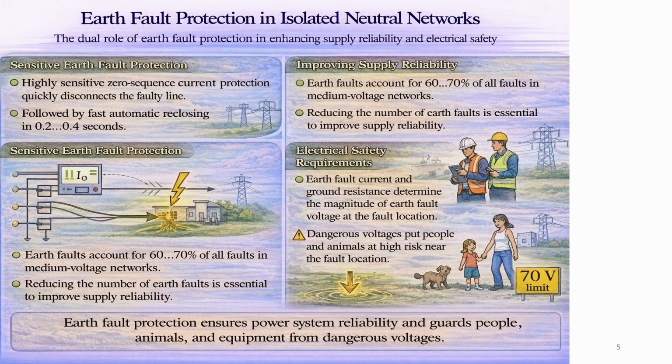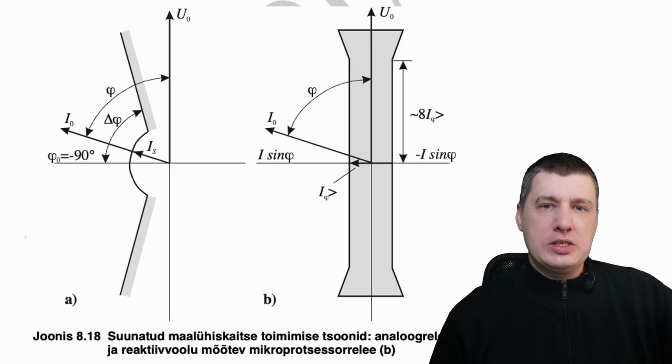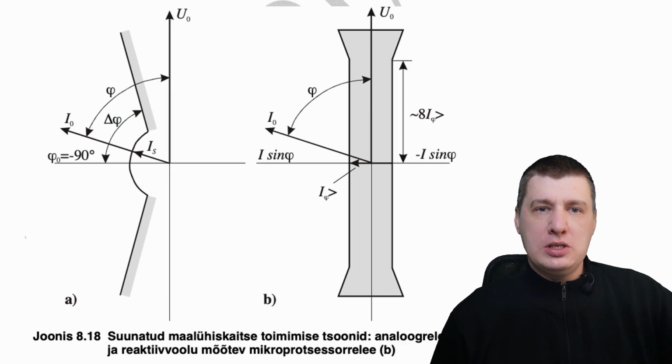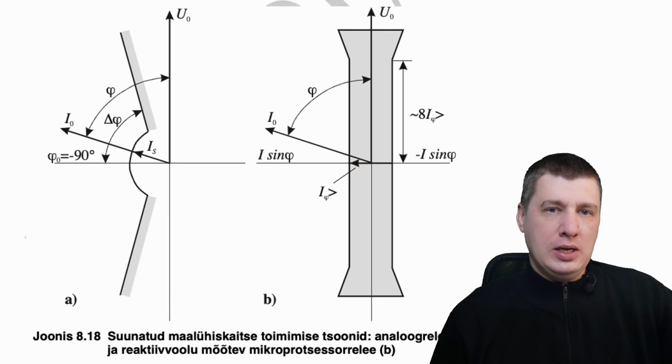This highlights the dual role of earth fault protection. Firstly, protect the power system and ensure reliability, and second, protect people, animals, and equipment from dangerous voltages. Next, we examine how earth fault current magnitude and direction affect protection operation. The magnitude of earth fault current depends on the total length of the galvanically connected lines. As a medium voltage network expands within the substation area, earth fault current increases.